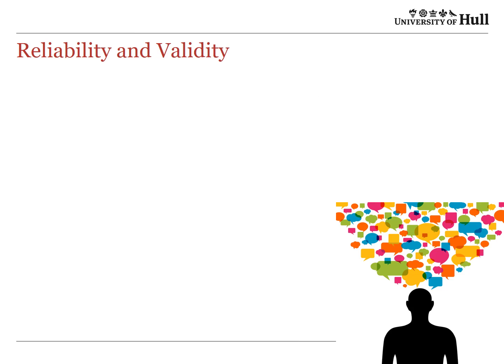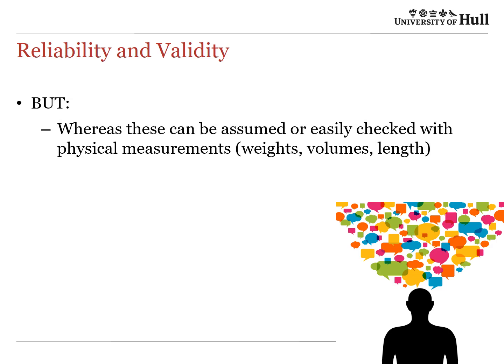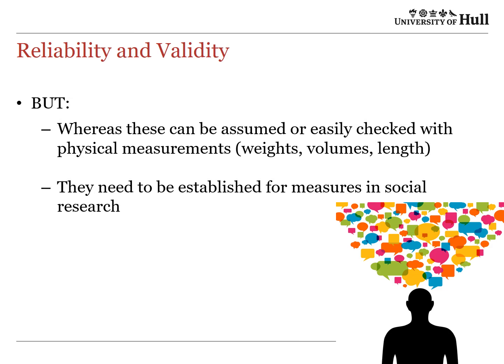Now, reliability and validity are not unique to social science measurements, but they're much more acute here because of the difficulties in making the measurement. These can be easily checked with physical measurements, but they need to be established for measures in social science, and this is called psychometrics.